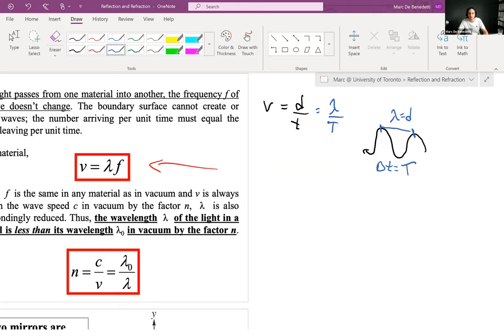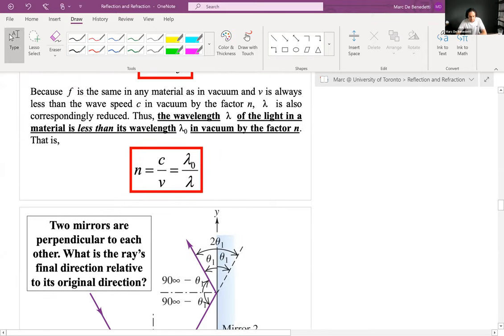However, the frequency of a wave is constant no matter what medium it's in, which is interesting. So instead of representing this by period, what we're going to do is represent this by frequency. So frequency and period are one over each other. So this is going to equal lambda f. So that's where this equation comes from, V equals lambda F.